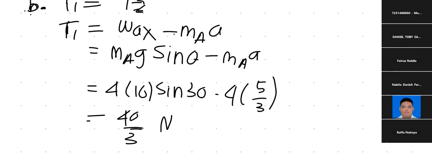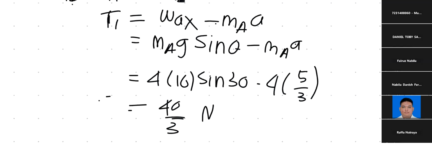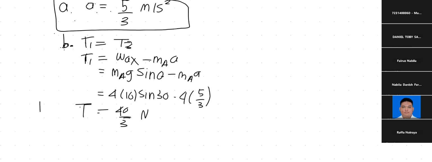And yeah, so what if it's up? 20 minus 20. 20 minus 20/3. 60/3 minus 20/3. Yes, 40/3. This is the answer to point B.